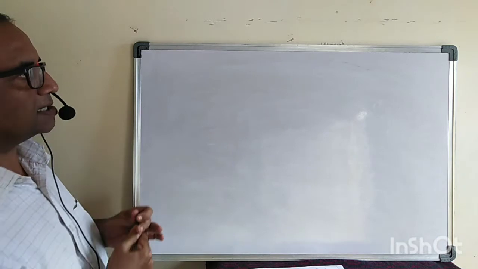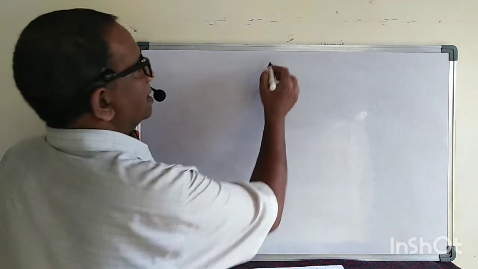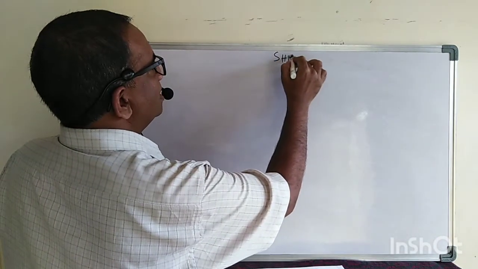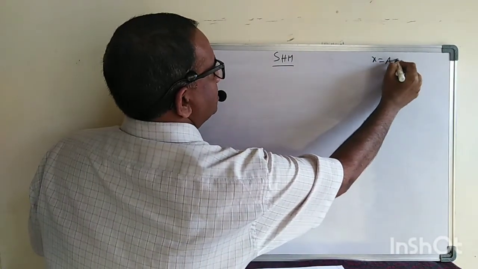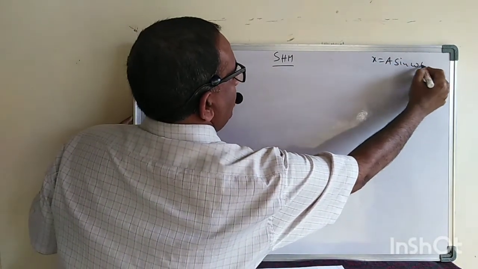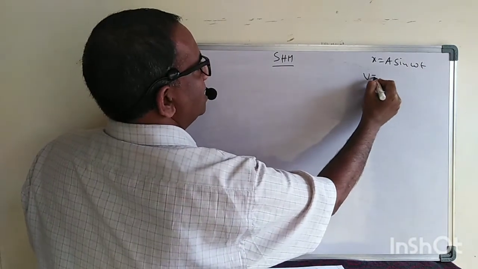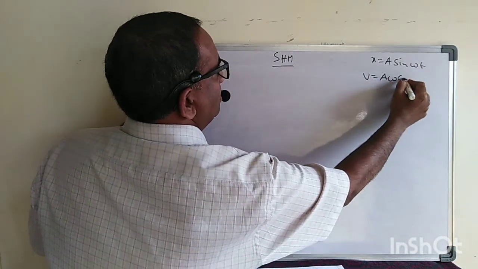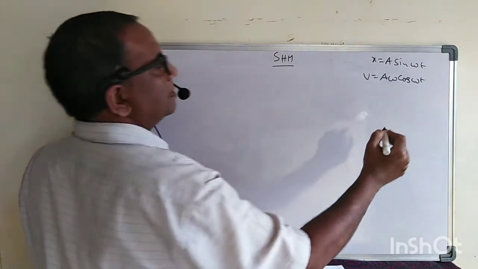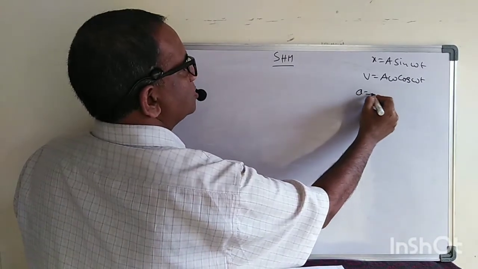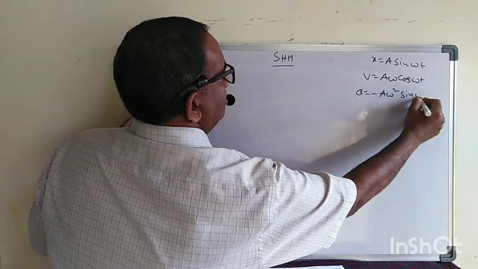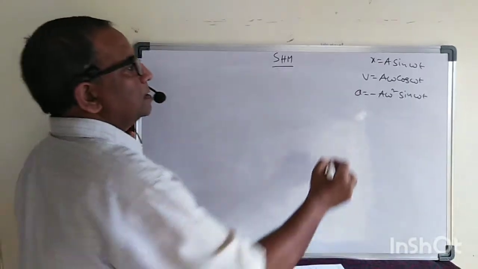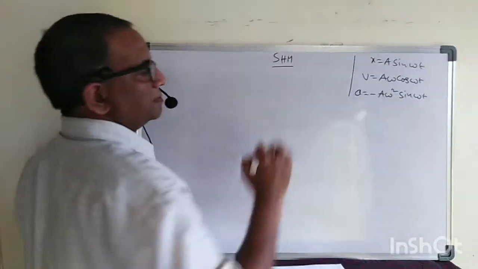See here, in the case of SHM, what are the equations we got in the last class? x is equal to a sine omega t, velocity is equal to a omega cos omega t, and acceleration is equal to minus a omega square sine omega t. So there are 3 equations we got.